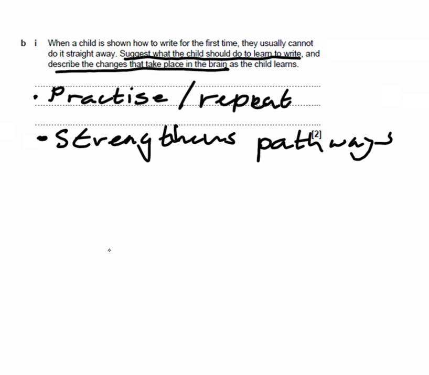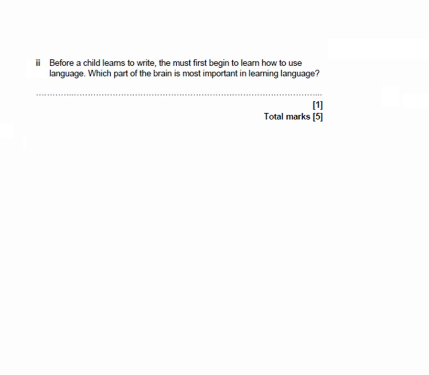and then you can do it without thinking. This next question is: before a child learns to write, they must first begin to learn how to use language. Which part of the brain is most important in learning language? This was more a skill to see whether you know your vocabulary. The term that we were looking for, the part of the brain that's responsible for learning language, is called the cerebral cortex.